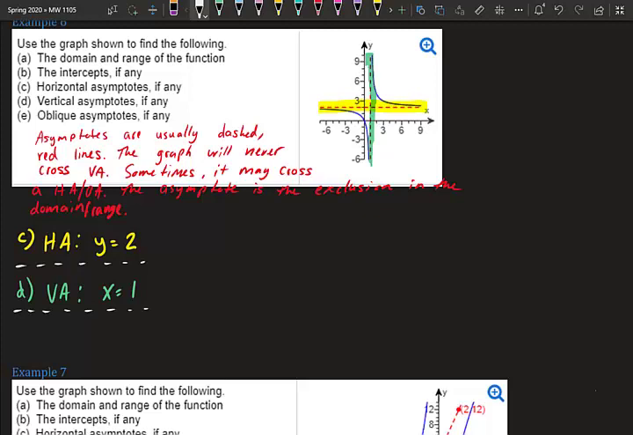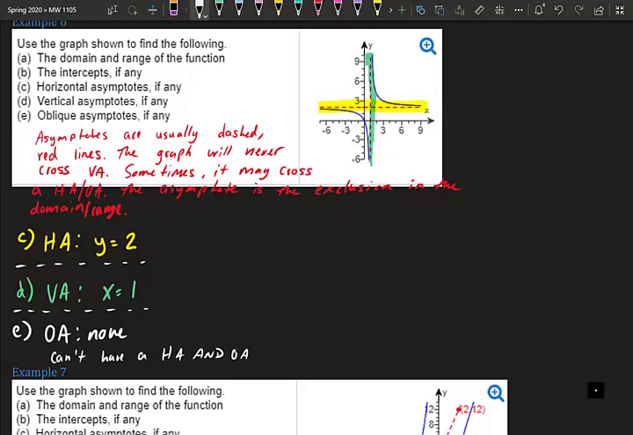Now we need to do part E, which is our oblique asymptote, but we don't have an oblique asymptote. Why? Because we have a horizontal asymptote. So you can't have an HA and an OA. It's one or the other. You can't have both. So we don't have an oblique asymptote. Alrighty. See, that's why we worked that way. That's why we went C, D, E.